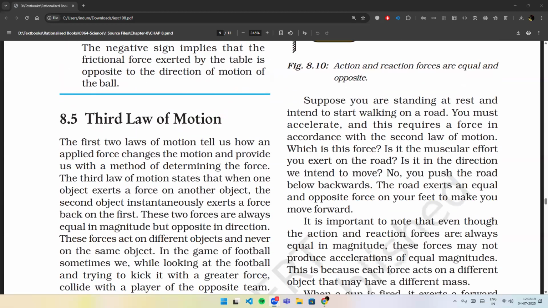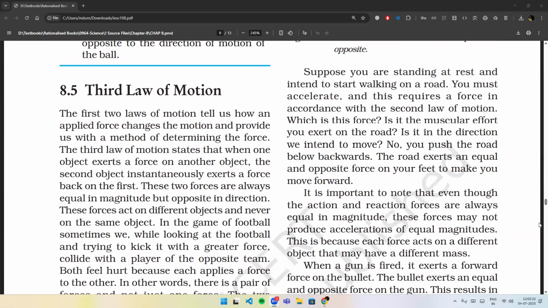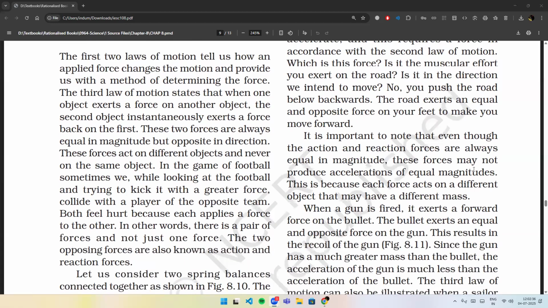Suppose you are standing at rest and intend to walk on a road. You must accelerate, and this requires a force in accordance with the second law of motion. Which is this force? Is it the muscular force you exert on the road? Is it in the direction we intend to move? No. You push the road below backwards. The road exerts an equal and opposite force on your feet to make you move forward.